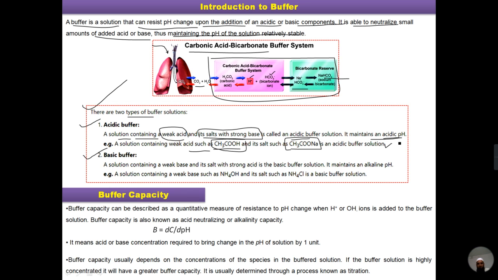अब दूसरे टाइप पे आ जाते हैं, basic buffer.